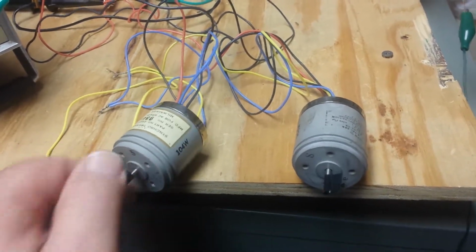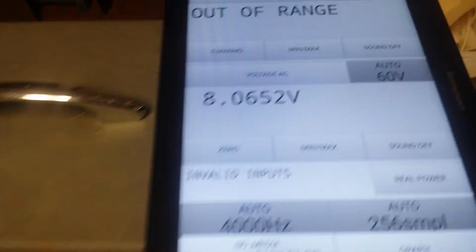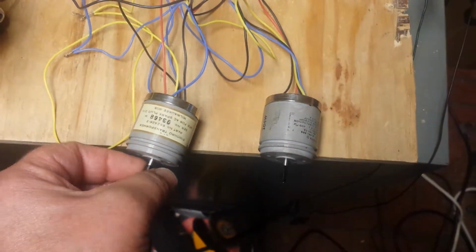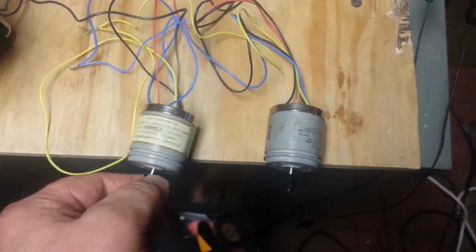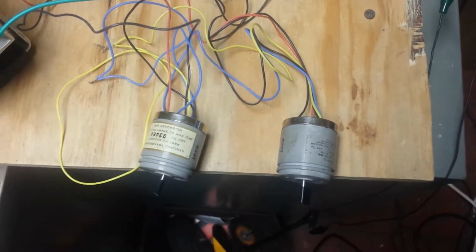Isn't that fun? We're getting about 8 volts on the output of the amplifier to whatever this impedance is. Anyway, I've shown they work. Now I have to find a real power supply somewhere.